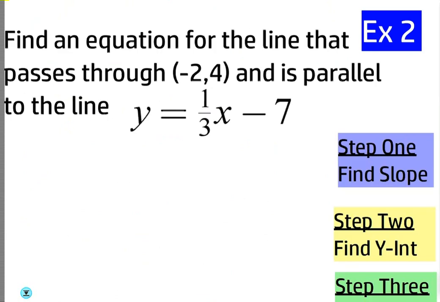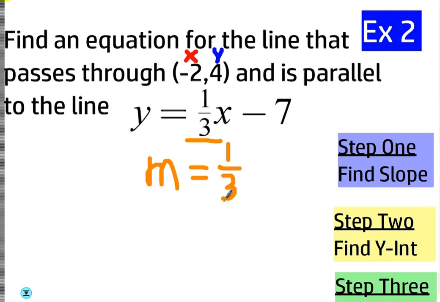Find an equation for the line that passes through negative 2, 4. Let's go ahead and label it. And is parallel to the line y equals 1/3 x. So what's the slope going to be? 1/3. Right. You should be able to just equate the word parallel with equal slope to the point where it just becomes second nature.